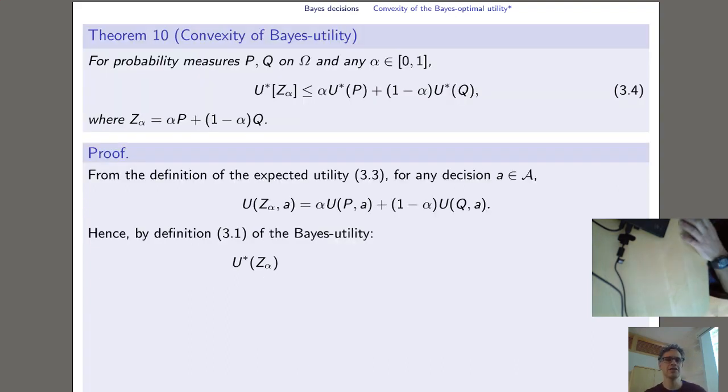And the nice thing about this is that now you can actually show that the optimal decision for a given mixture, alpha, is always going to be smaller than the interpolation of the two utilities for the optimal decisions. I will not actually show the proof.